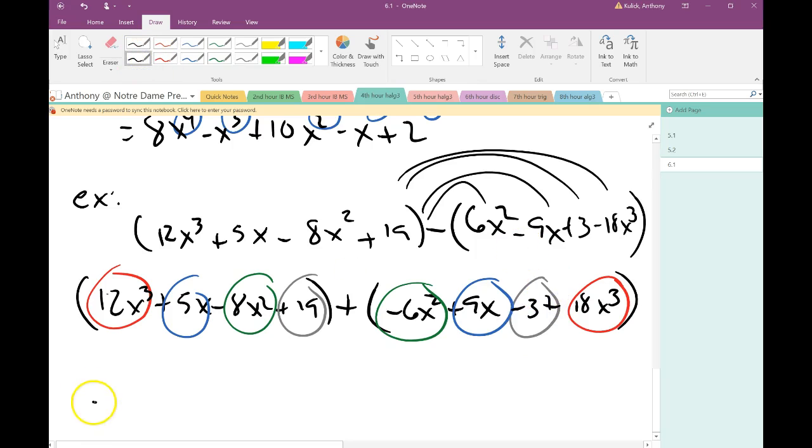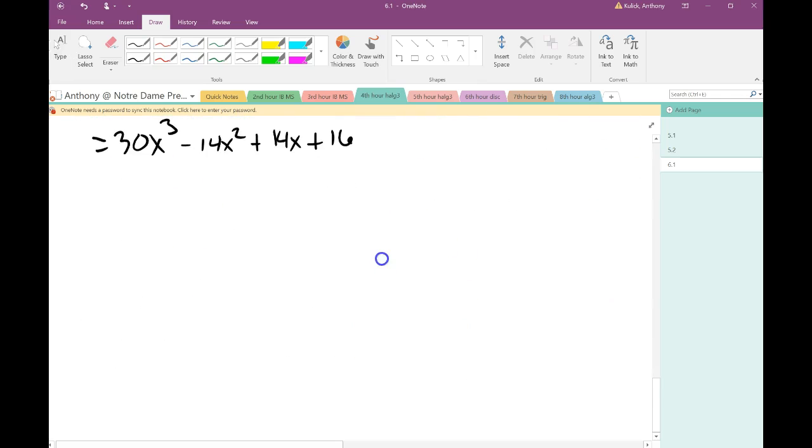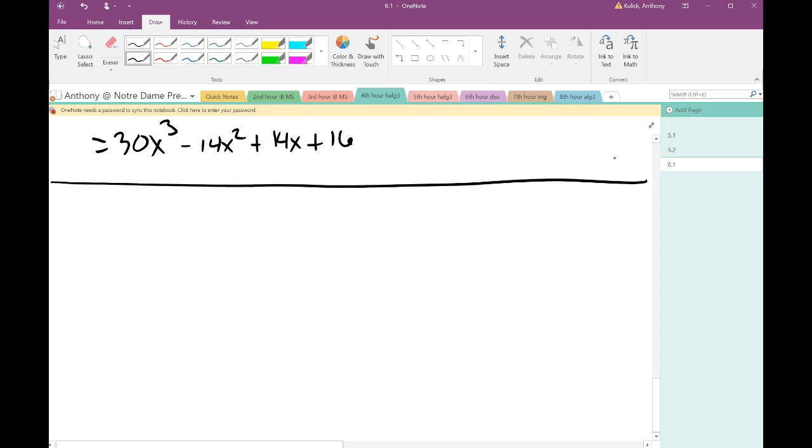So when I write that, I have 12x cubed plus 18x cubed is 30x cubed. I have negative 6x squared and negative 8x squared gives me negative 14x squared. I have 5x and 9x gives me 14x. And then I have 19 and negative 3 gives me 16. And that's it for that. So again, adding and subtracting is pretty straightforward. It's just about combining like terms.